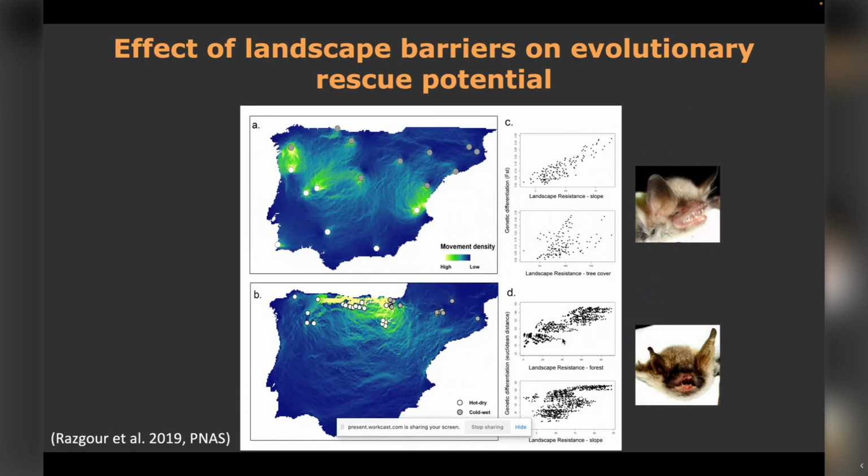We also use this approach to look at the effect of landscape barriers on evolutionary rescue potential. By evolutionary rescue potential, I'm talking about the potential of gene flow from populations that are adapted to hot and dry conditions into maladapted populations, so populations that are adapted to cold and wet conditions. We're coming back to our two Mediterranean Myotis bat species here. Using the landscape genetics approach, we identified that genetic connectivity in these bats is primarily affected by forest variables and topography. Then we projected the potential gene flow between populations or colonies that are adapted to hot and dry conditions into populations that are adapted to cold and wet conditions, so maladapted. Here again, with movement density, yellow represents high movement potential, we do have a potential for evolutionary rescue. However, this gene flow of adaptive variation is not likely to reach all populations.